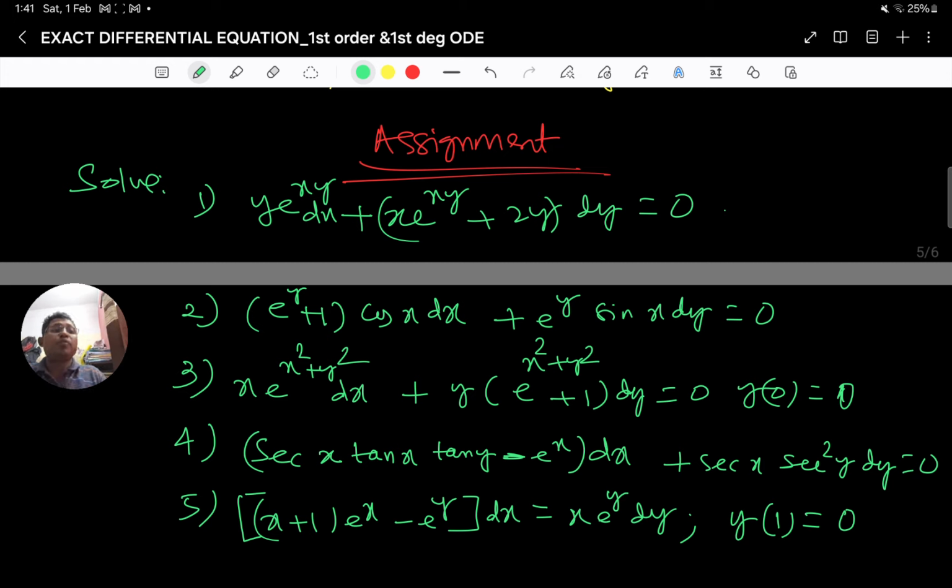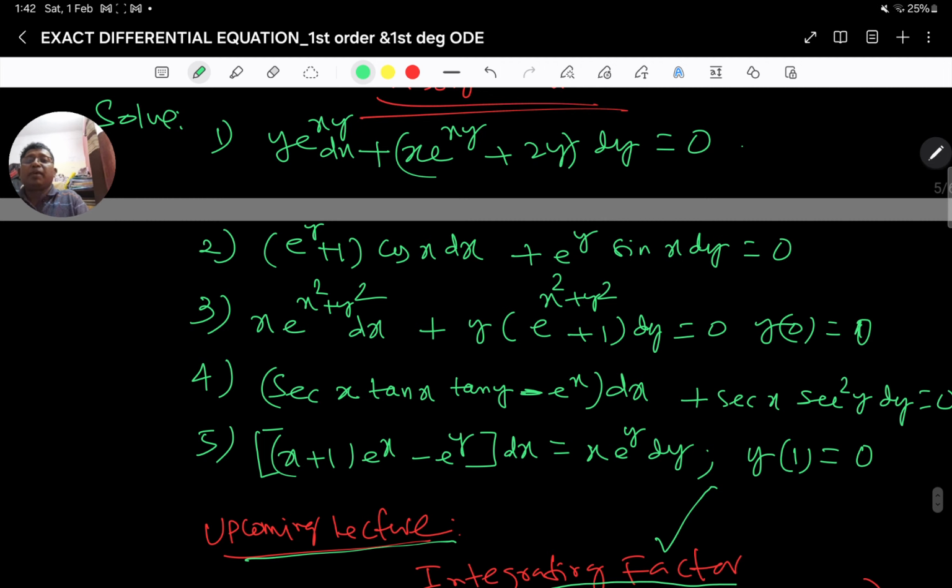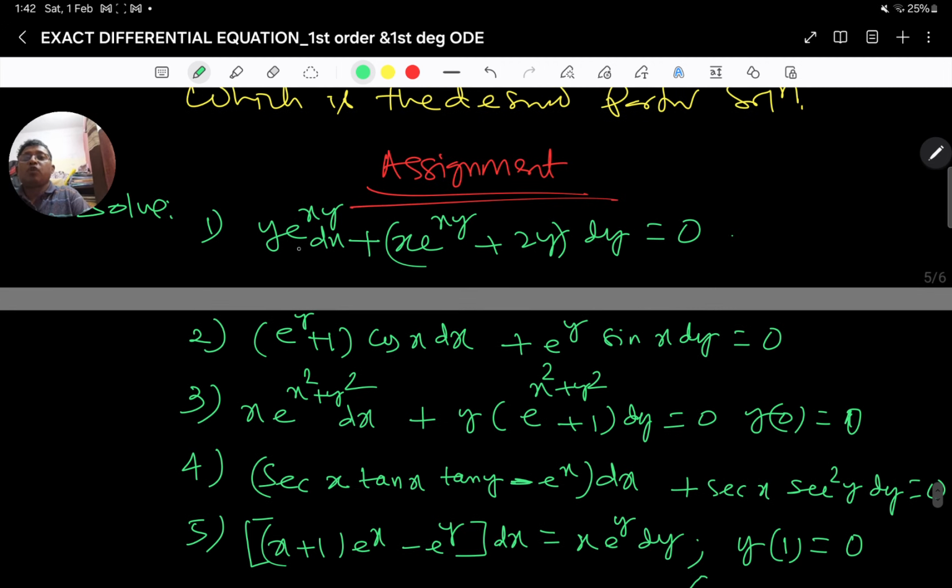In the subsequent chapter we will see the integrating factor, which will help to bring this equation into exactness. In the upcoming lecture I shall tell you the integrating factor, and this factor is multiplied to bring the equation to exactness. So in the next lecture we will discuss that. Now these are some assignment problems. You should solve these assignment problems 1, 2, 3, 4, 5.